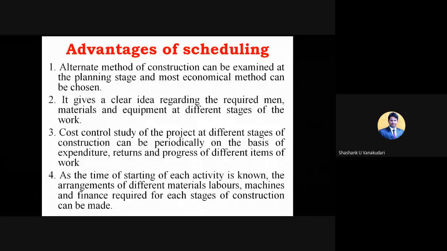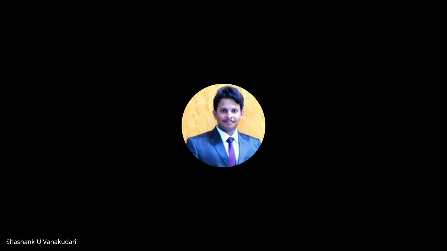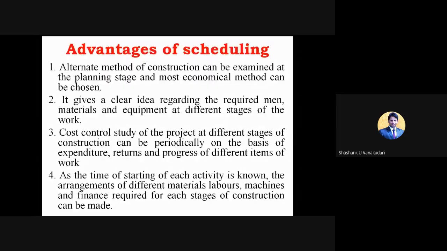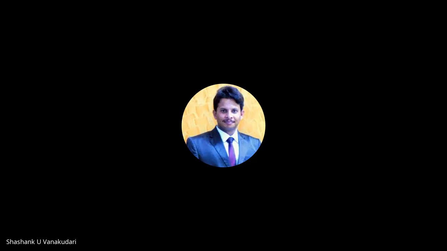And the third one is cost control. Study of the project at different stages of the construction can be done periodically on the basis of expenditure, returns, and progress of different items of work. So with respect to cost also, it can be managed by using this scheduling part with respect to account sections. I mean, whatever fund or money is released from the administrative department, and how exactly we are going to utilize it, everything can be monitored by using this scheduling part.